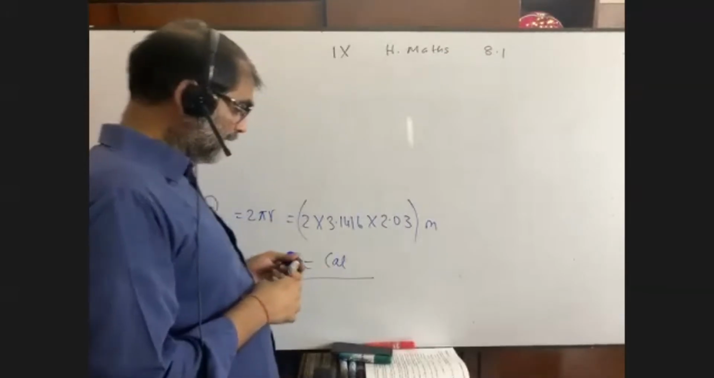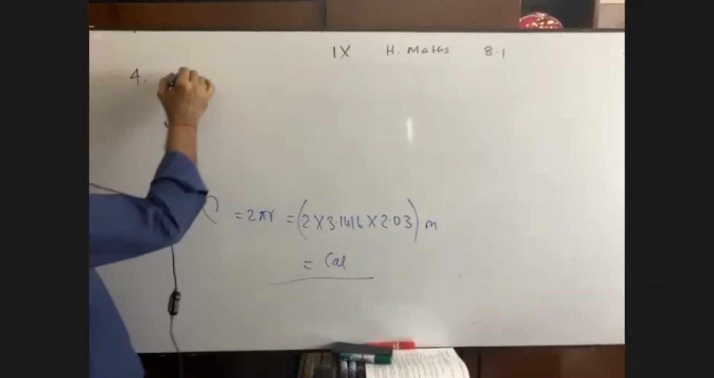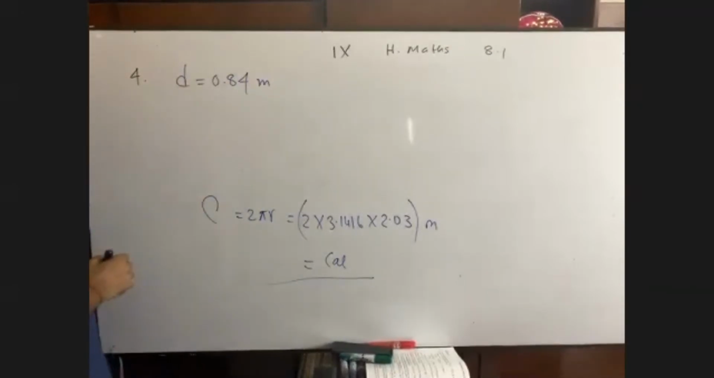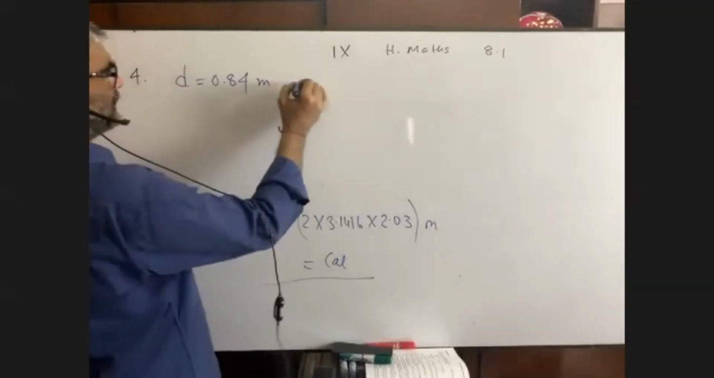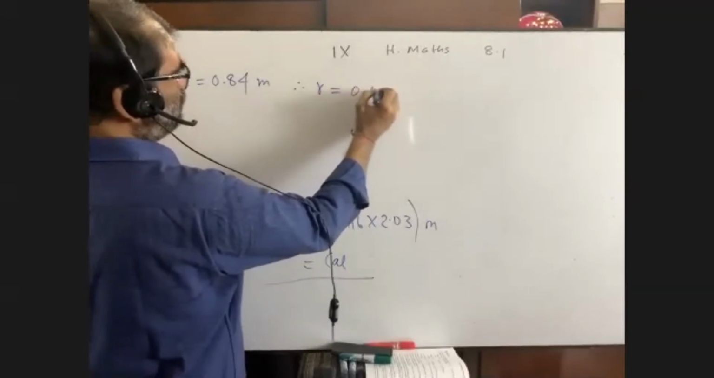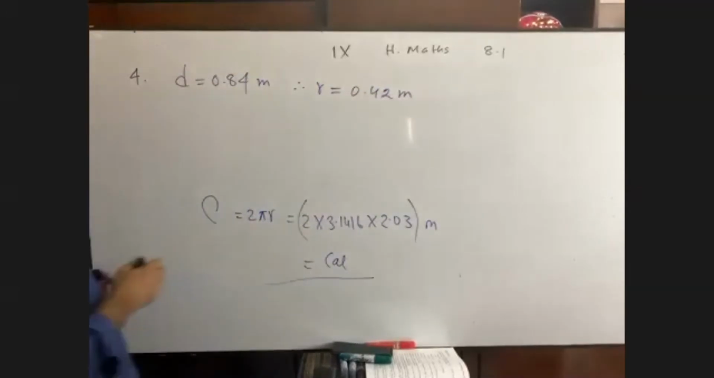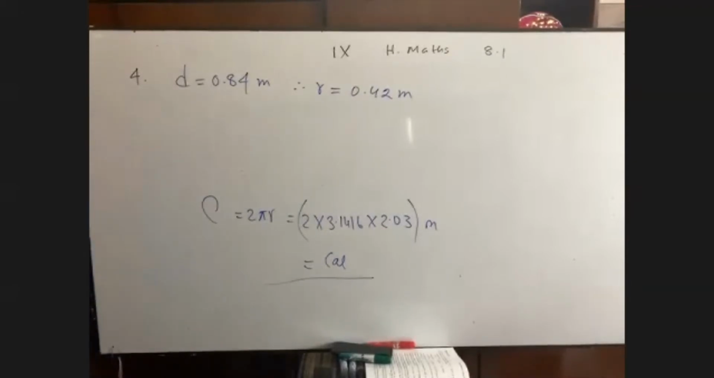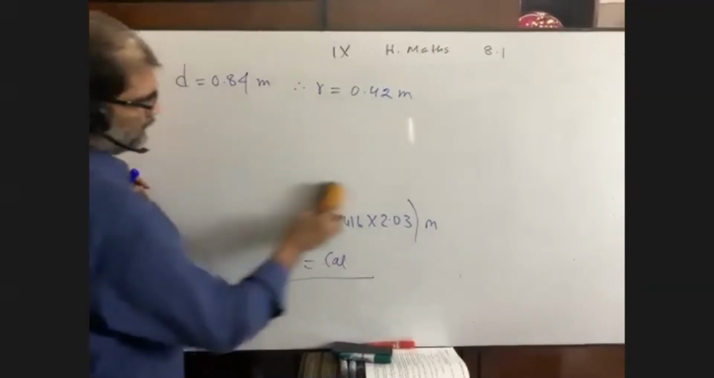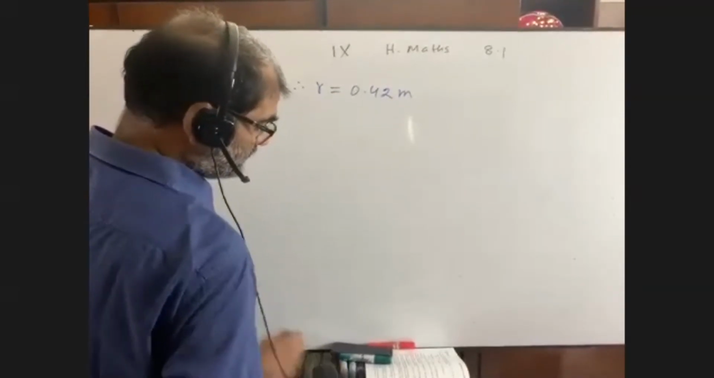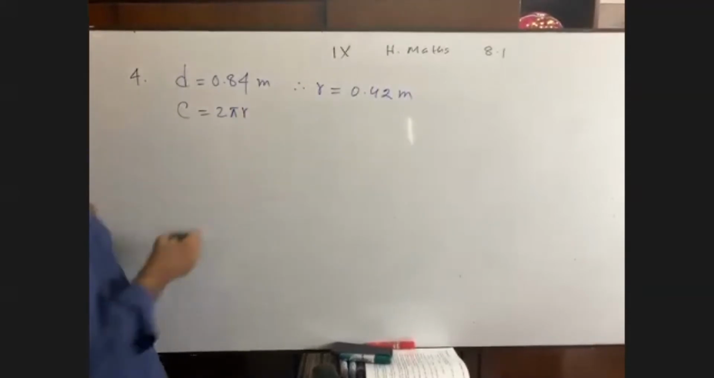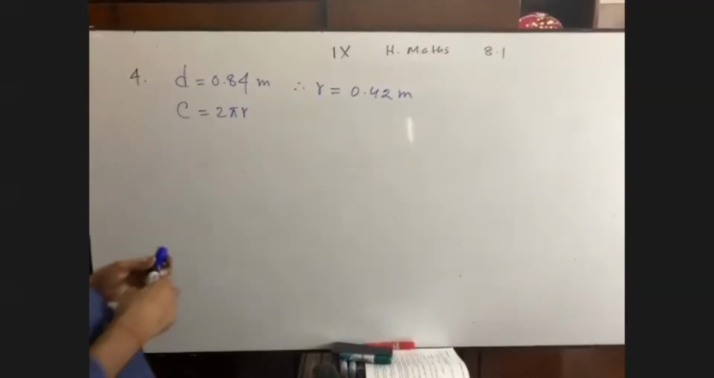The diameter of the wheel of a car is 0.84 meter. Diameter is 0.84 meter. What is the radius? Radius equals 0.42 meter. Radius is half the diameter. Very good. So what is the circumference? Circumference equals 2 pi r. Put the value.